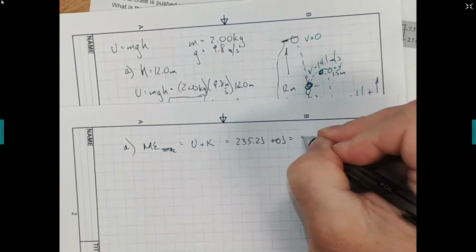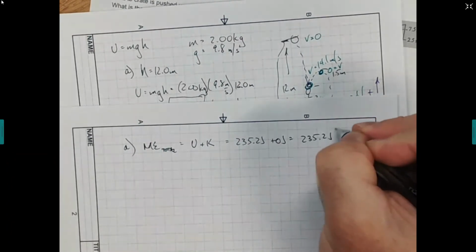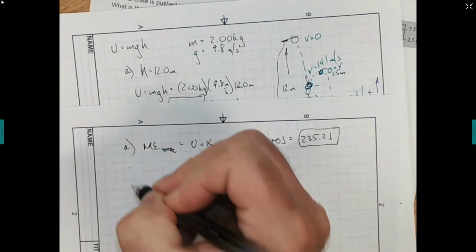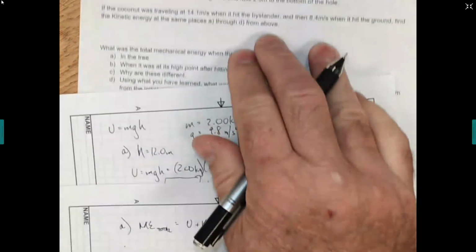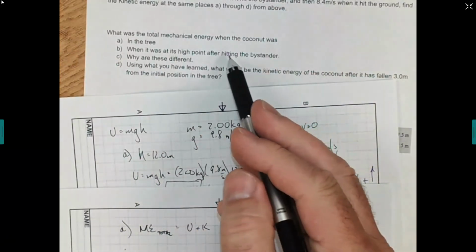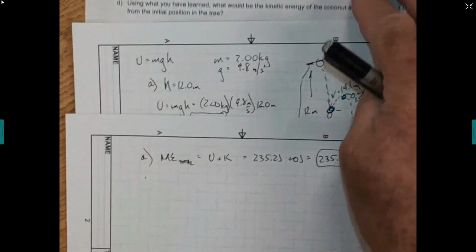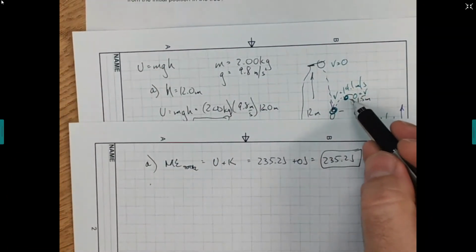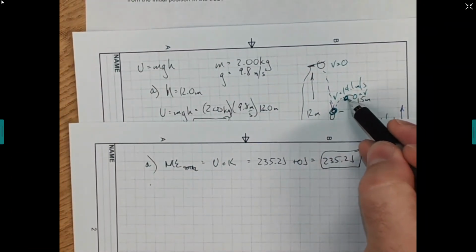So 0 joules, so we end up with 235.2 joules. So that's my total mechanical energy at the very top of the tree. Okay, how about when it was at its high point after hitting the bystander? So let's look here. After hitting the bystander, I'm sitting right here. So we'll look at the mechanical energy.